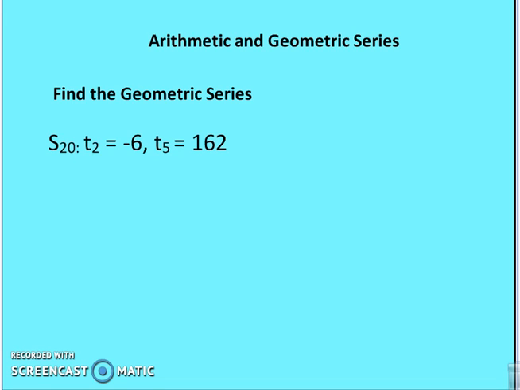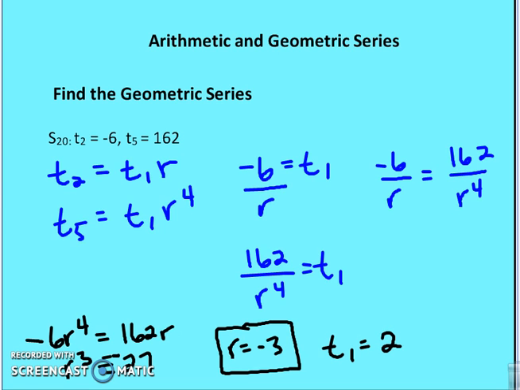Okay, next one. Now I have t sub 2 is equal to negative 6, t sub 5 is equal to 162. I want to find S sub 20. All right, so a couple things we need to do here. First, we need to find the common ratio. By the way, for my students, I strongly recommend that you have a strategy of finding the common ratio for problems like this where you're given two terms, one of which is not the first term, to find the common ratio.